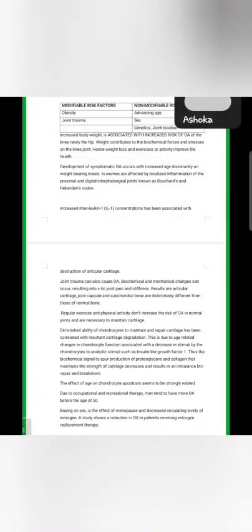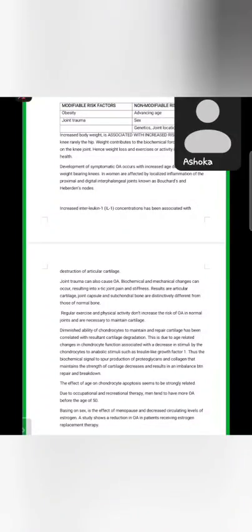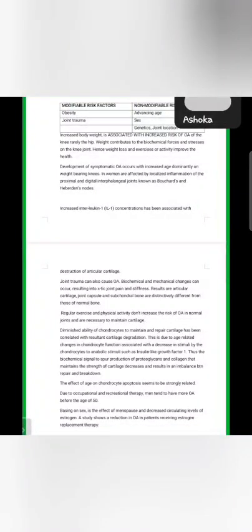Are you getting it? They have talked about interleukin concentrations that have been associated with the destruction of the articular cartilage. They have talked about joint trauma that can cause osteoarthritis. Biochemical and mechanical changes can occur, resulting in joint pain and stiffness. Results are articular cartilage, the joint capsule, and the subchondral bone.